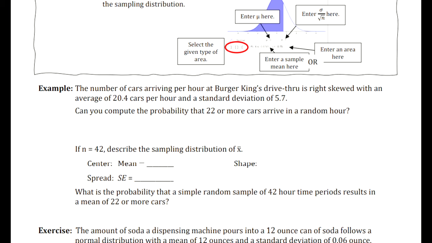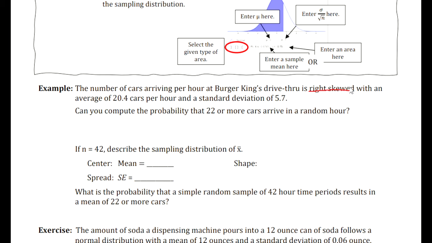Unfortunately, we can't because it says it's right skewed. Since it's right skewed, we don't have a normal distribution here. However, if we have a large enough sample, then we can use the idea of a sampling distribution and the central limit theorem to be able to use a normal distribution. And then we can answer a question like that.